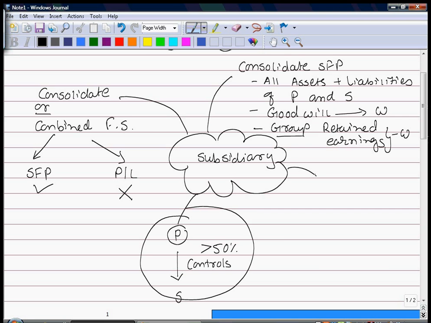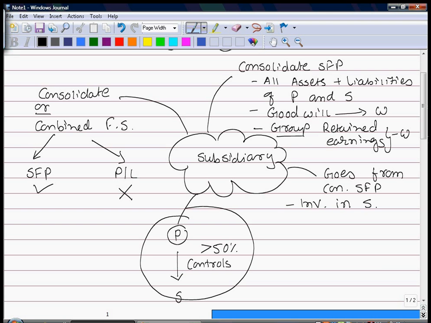Next point is what you should not include in SFP. What goes from the consolidated SFP? What do you have to remove? Well, one thing you need to remove is investment in S. You will normally find it in P's books, in the parent's statement of financial position. You must not include it in the consolidated SFP. What is the reason? Well, before acquisition it was an investment.